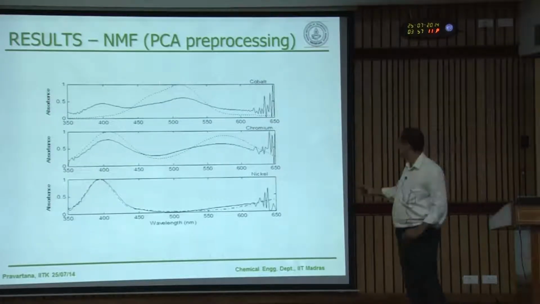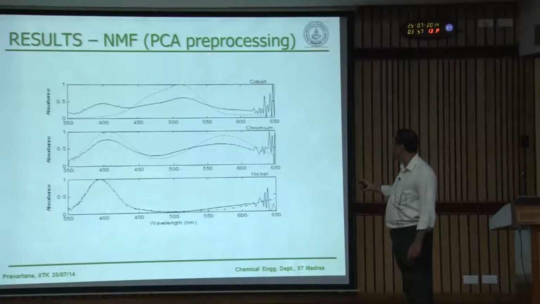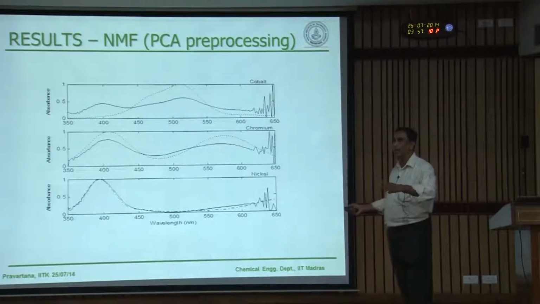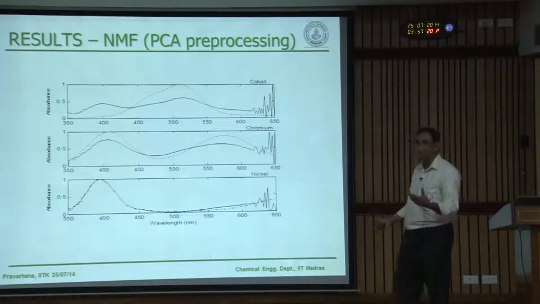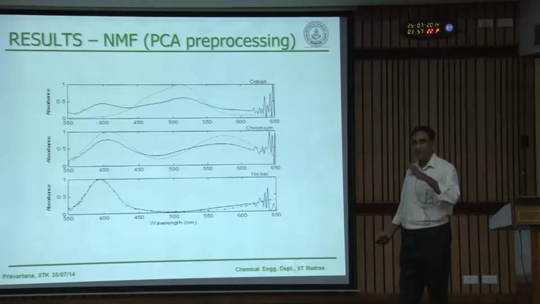I've just applied NMF. This time I've done a PCA based pre-processing to the data, so that I've reduced the dimension to the required number, which is 3. In this case, we know it is 3. We have not looked at eigenvalues, nothing.